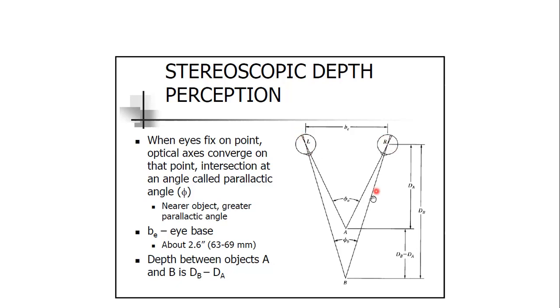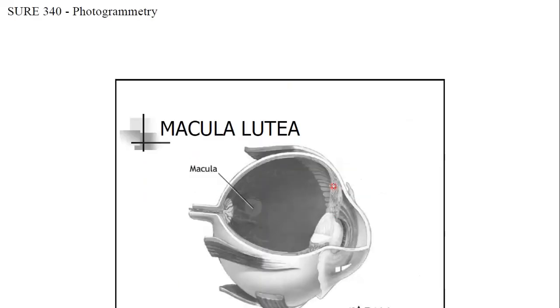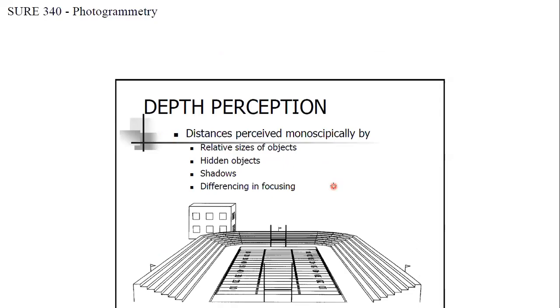The left eye and the right eye sustain angles phi A and phi B on the object, and the difference between the angle phi B and phi A becomes the judgment that helps us to judge that one object is close or far. So let's assume that we don't have any of these other means mentioned here: relative size of objects, hidden objects, nothing is hidden, objects are not changing in size, no shadows, nothing.